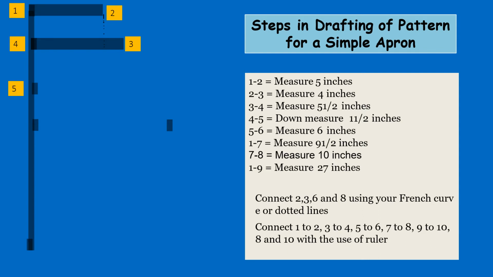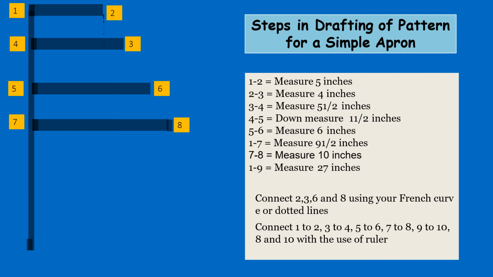Then 5 to 6: to get the number 6 you need to measure 6 inches, so that is number 6. After that, 1 to 7: starting from 1, you need to measure 9 and 1/2 inches to get the number 7. So that is number 7. Then 7 to 8, measure 10 inches. Starting from 7, you need to measure 10 inches to get the number 8. So that is number 8.